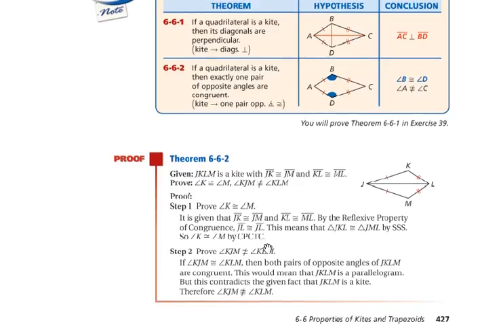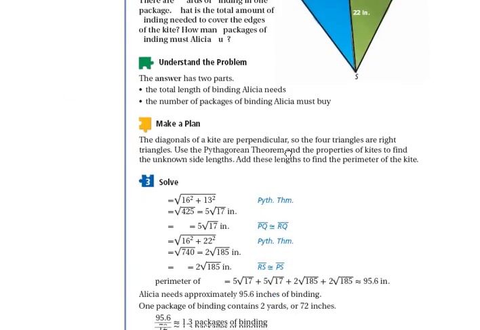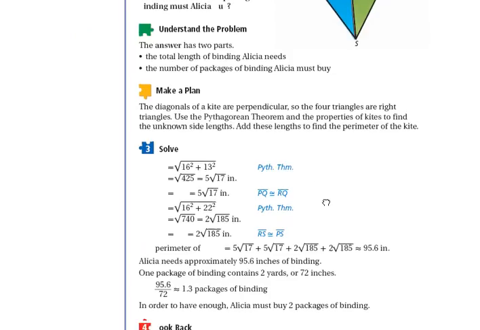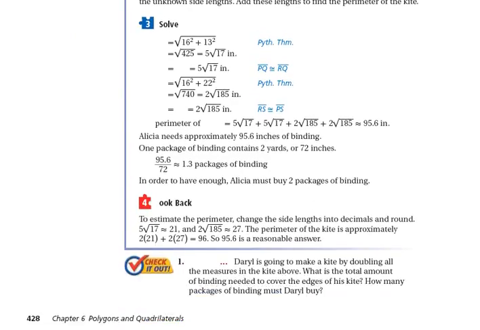Here are some proofs of 6-6-2. You can take a look at those. Here is an example, a problem-solving application. Feel free to take a look at that. There are several steps here, kind of an interesting problem using the Pythagorean theorem and so on. So if you have some time, take a look at that if you can.